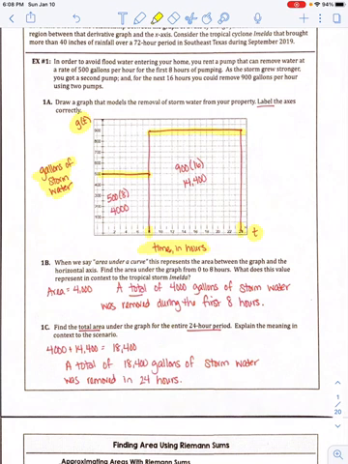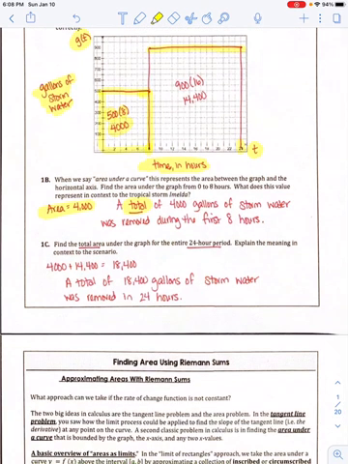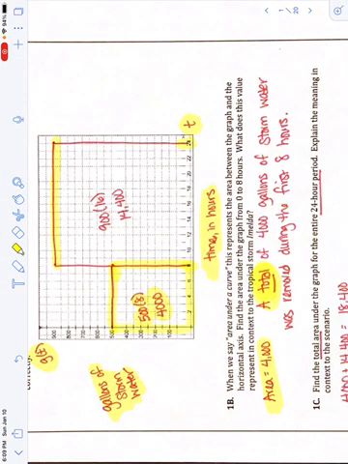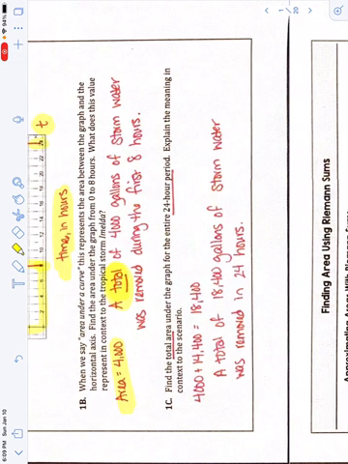Okay, so when we say area under the curve, this represents the area between the graph and the horizontal axis. Find the area under the graph from 0 to 8. And what does this value represent in context of this tropical storm? Well, this is a rectangle, so I know it's just length times width. So 500 times 8, which is 4,000. So the area under the curve is 4,000. What this means is, and the word that's underlined is the most important part, a total of 4,000 gallons of storm water was removed during the first 8 hours.